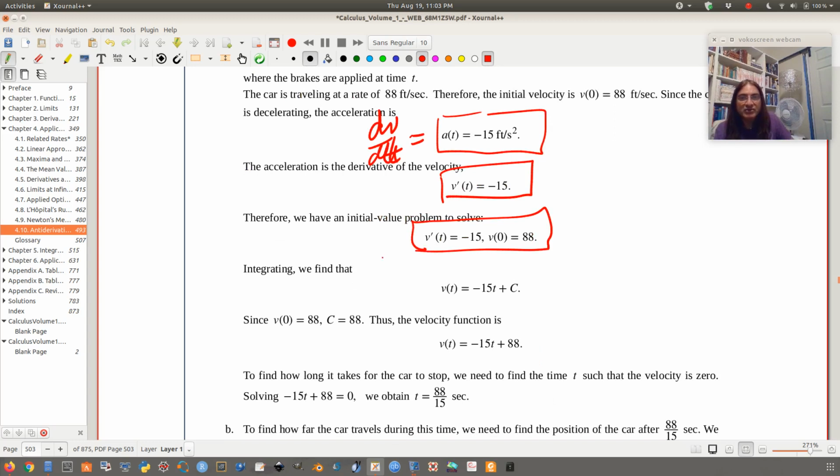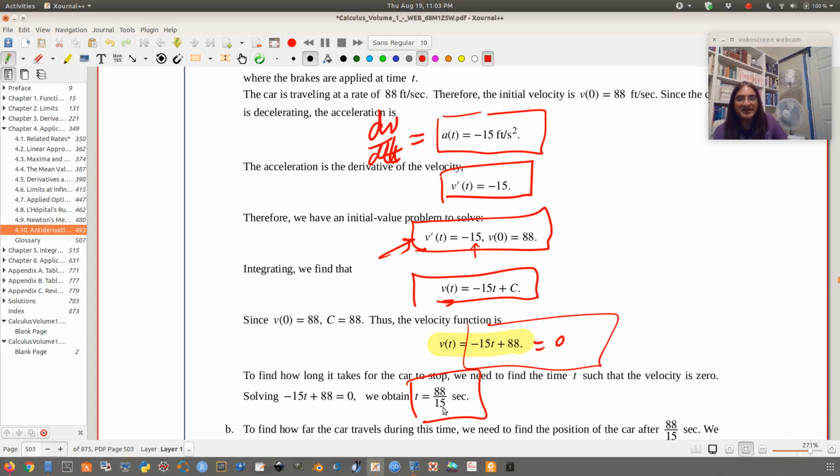So let's take the integral of the differential equation. We get v is negative 15t plus c. Why? Take the derivative of the right side, we get negative 15. Plug in 0. So v of 0 should be c, which is 88. So this gives us velocity as a function of time. Okay, how long does the car take to stop? That means at what value of t is this equal to 0? Solve this equation and we get t equals 88 over 15 seconds.